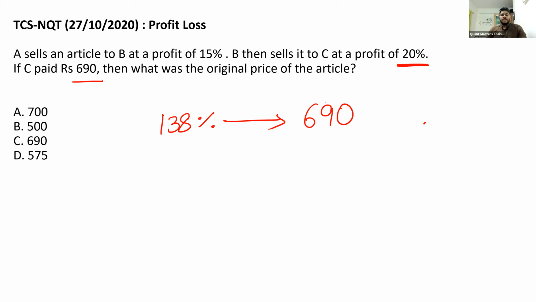So if 138% is 690, they're telling the original price is what? 100% is what? You might do your favorite method, cross multiply. I'll not do that. Now see, half of 138 is nothing but 69. So this will be 5 followed by 0, and there is a percentage here, so it gets multiplied. So the answer is 5,000.